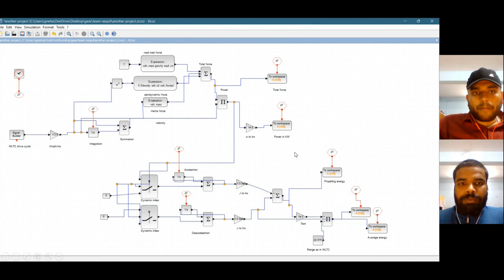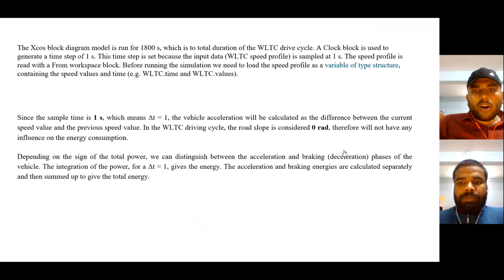Next slide. This is the output discussion, and one of the inputs regarding that. The total drive cycle is about 1800 seconds, and we have taken the sampling of the 1800 itself. So our delta T is 1.